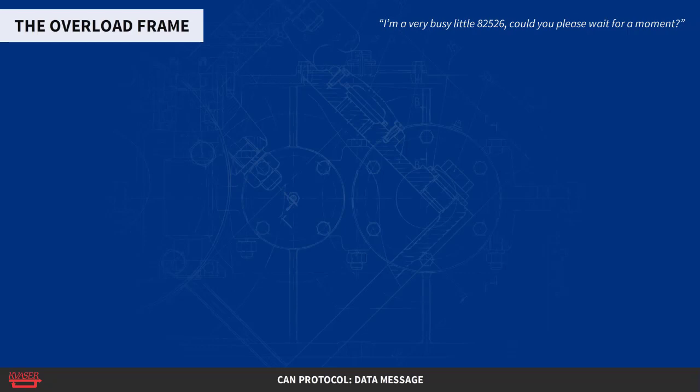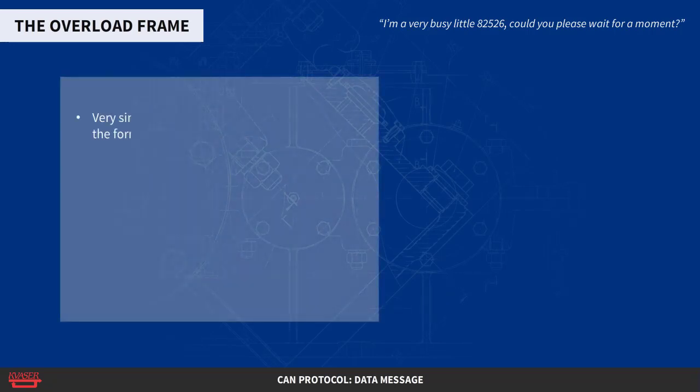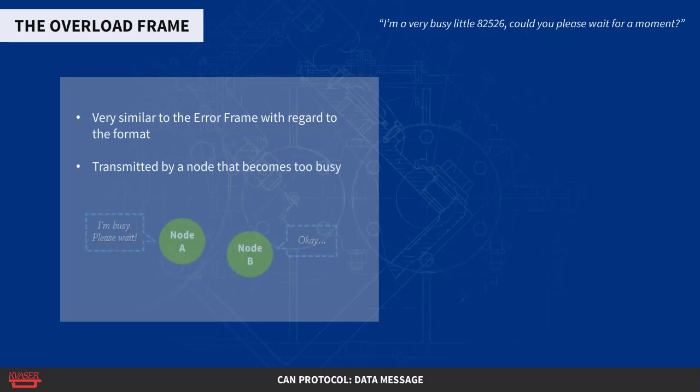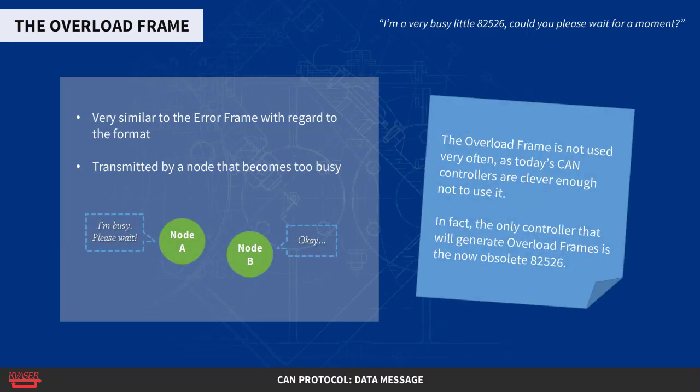The overload frame is mentioned here just for completeness. It is very similar to the error frame with regard to the format, and it is transmitted by a node that becomes too busy. The overload frame is not used very often, as today's CAN controllers are clever enough not to use it. In fact, the only controller that will generate overload frames is the now obsolete 82526.